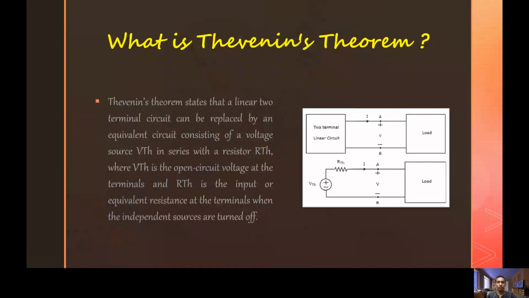What is Thevenin theorem? Thevenin theorem states that a linear two-terminal circuit can be replaced by an equivalent circuit consisting of a voltage source V Thevenin in series with a resistor R Thevenin, where V Thevenin is the open circuit voltage at the terminals and R Thevenin is the input or equivalent resistance at the terminals where the independent sources are turned off.